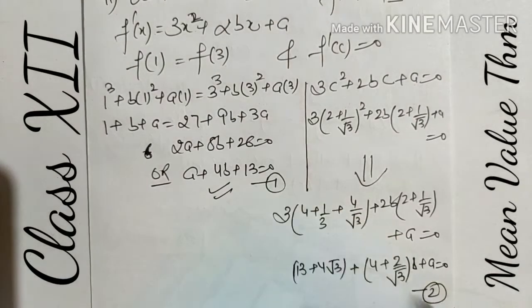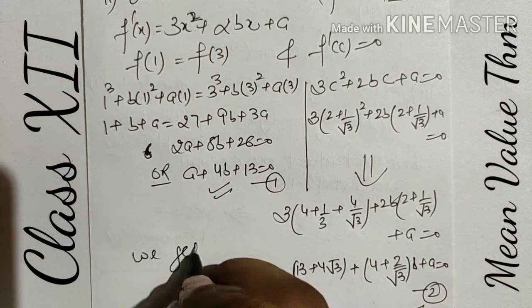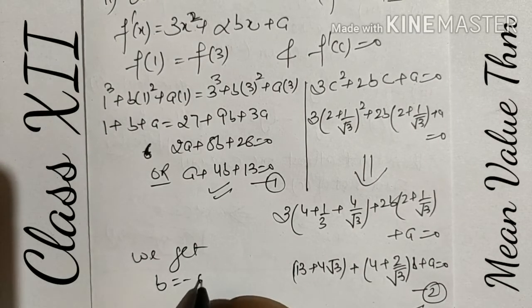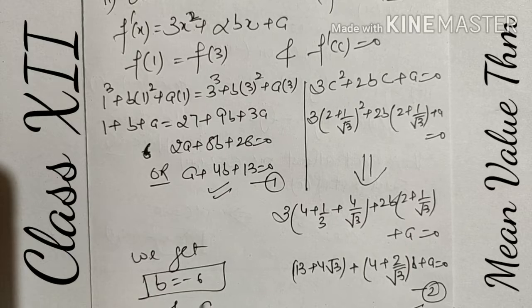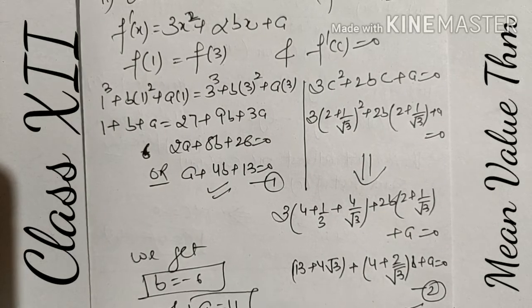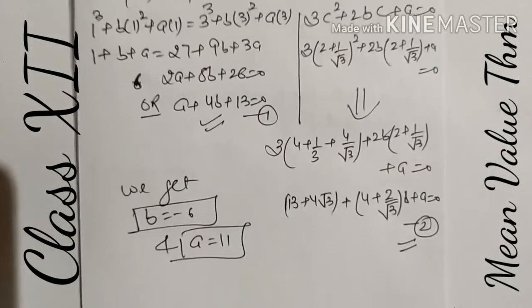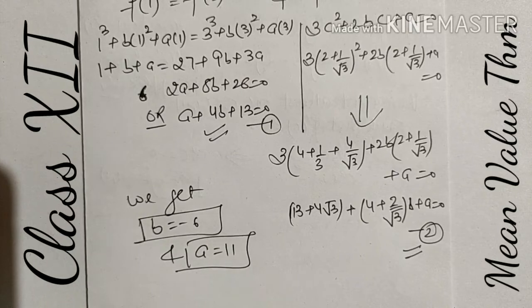If we solve these two results by elimination method, we get the value of b comes out minus 6 and a comes out 11. Like this we can simplify. So by this we can do the Rolle's theorem. I hope all of you understand very well.